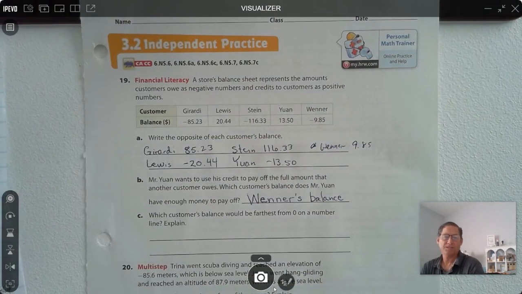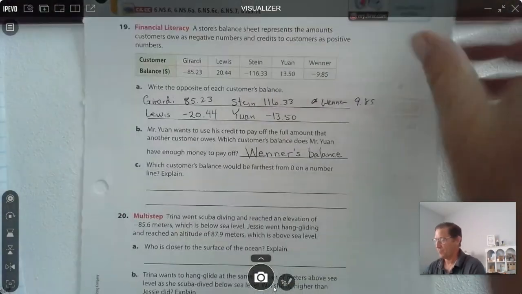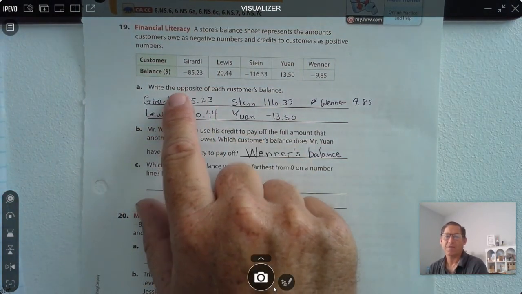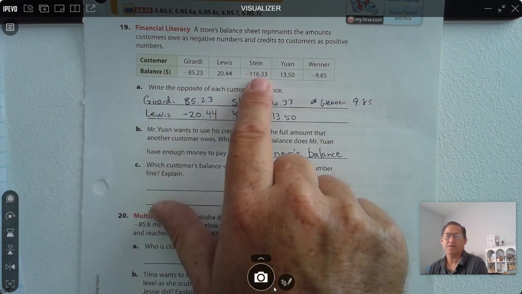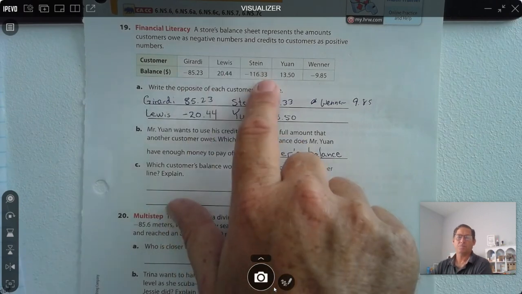All right, which customer's balance would be farthest from zero on a number line? Well, we're basically looking at which number has the largest absolute value. 85 is bigger than 20, but 116 is larger than 85. So Stein's.